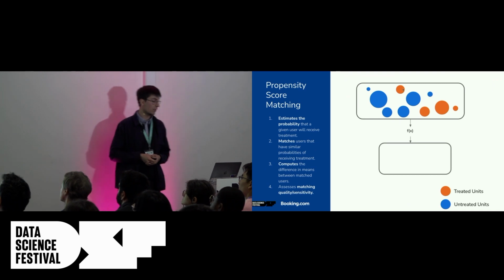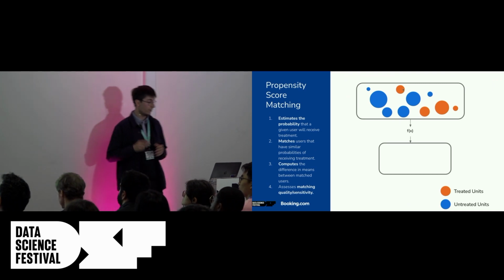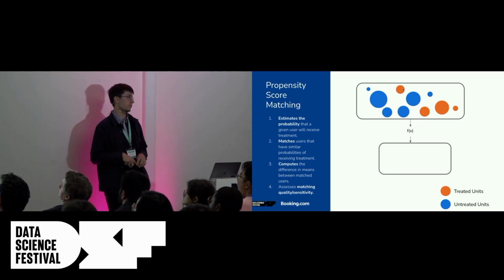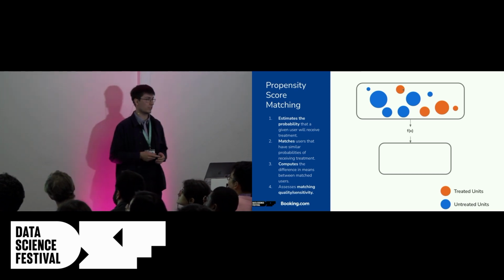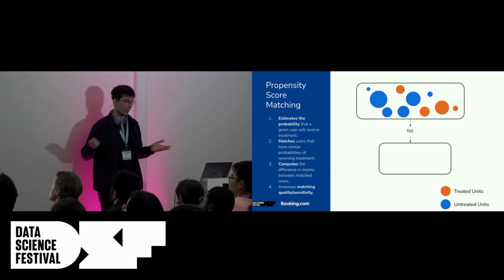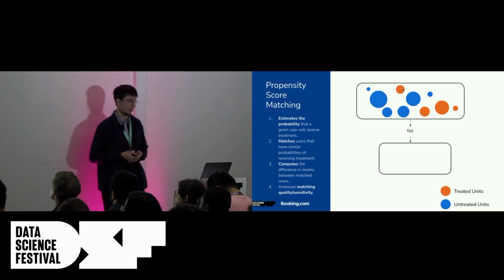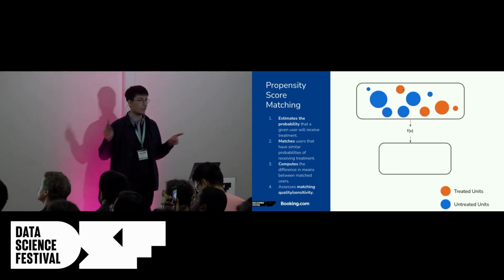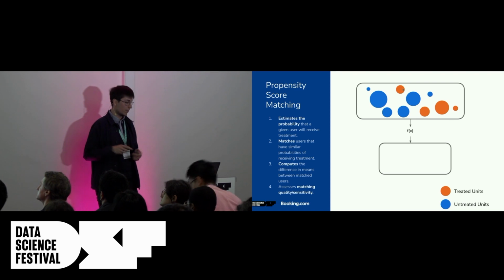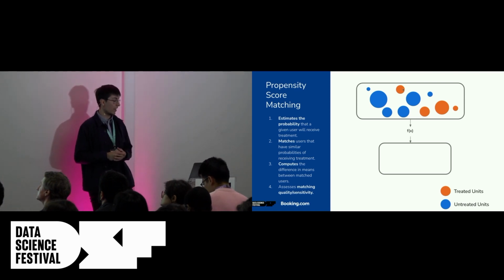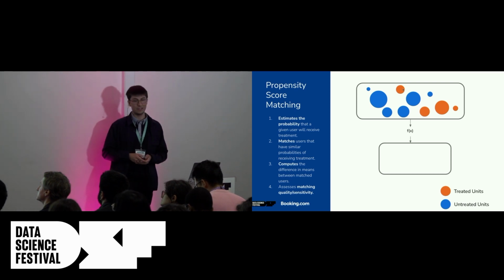On a very high level, propensity score matching includes 4 steps. First of all, we estimate the probability that a given user will receive a treatment. We do that using a logistic regression model, which is very standard, but you can use GBM or any other model which you think may be more accurate. Just for explainability, we use logistic regression. Then we match users based on their propensity scores. We compute the difference between these matched users, and then we assess matching quality and sensitivity.